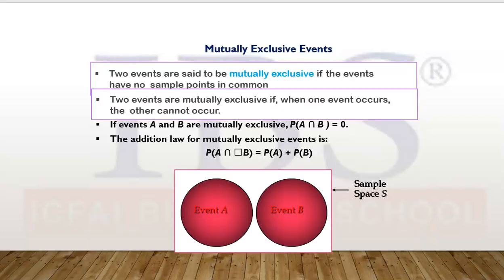Now mutually exclusive events. As I told you, mutually exclusive events are those which cannot occur together. So in that case, the probability of joint occurrence, P(A intersection B), is 0. So the addition law changes: P(A union B) is equal to P(A) plus P(B), because P(A intersection B) is 0. So this is the revised formula for the case of mutually exclusive events. There is nothing in common between the two, and this is the revised Venn diagram which has been shown here.